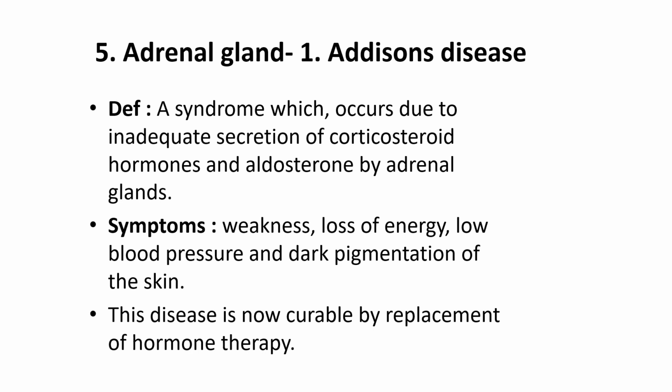Adrenal gland. So first is Addison disease. This Addison disease is a syndrome due to inadequate secretion of corticosteroid hormones and aldosterone by the adrenal glands. So the patient gets the symptoms of weakness, loss of energy, low blood pressure, dark pigmentation of the skin and irritability or low mood. Then the disease is curable by hormone replacement therapy.